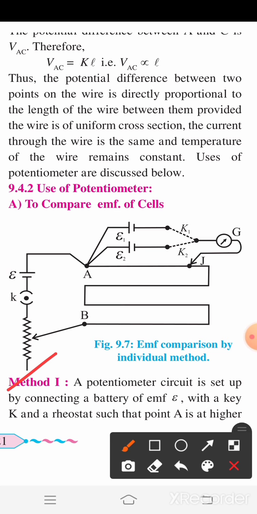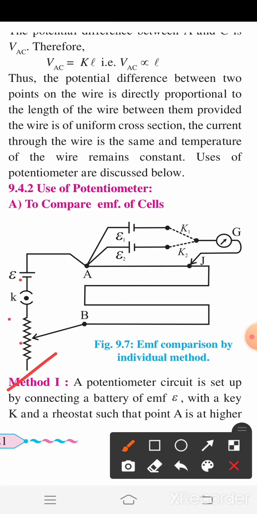That is the first method, comparison of EMF using potentiometer in the first method, that is, the individual cell method or separate method, which we'll study using this circuit diagram, figure number 9.7, EMF comparison by individual cell method.